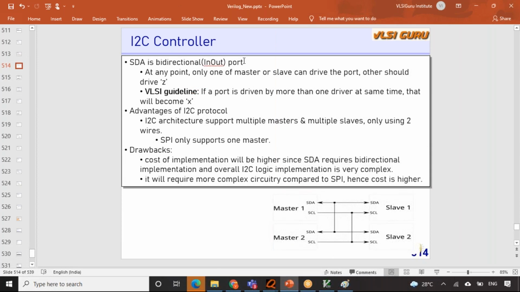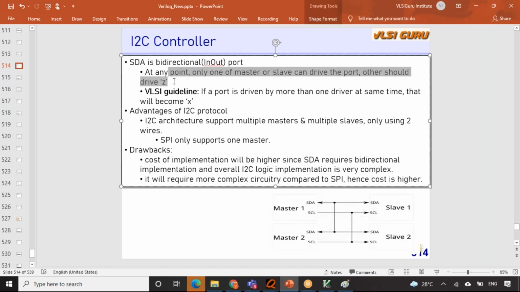SDA is a bidirectional port. At any point of time, only one master can drive the port, the other should drive Z. This is very important. This concept is very important. SDA is a bidirectional port.